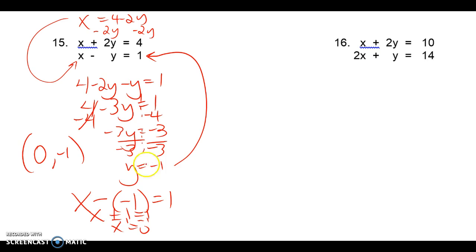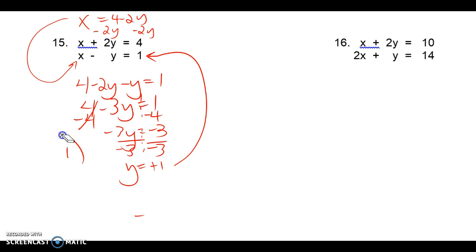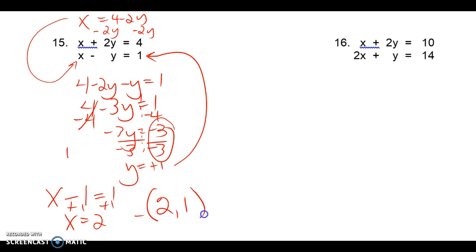Oh, y is not negative 1, is it, folks? See, I was just checking it in my head and it wasn't working. So I went back and I noticed that y is 1. So let's come back here. x minus 1 equals 1. x equals 2. 2, 1.